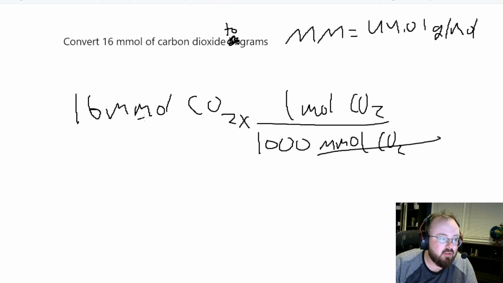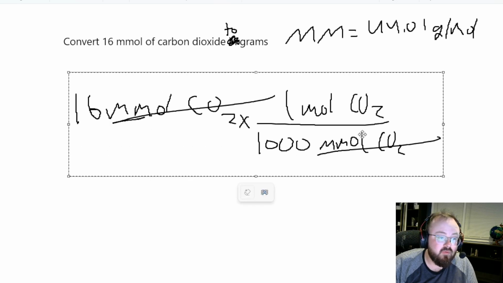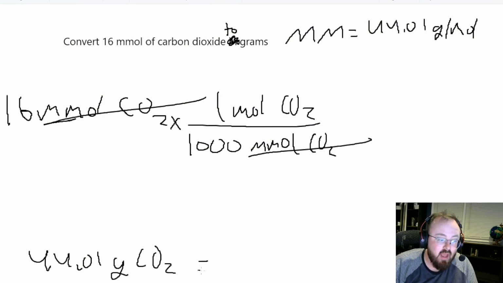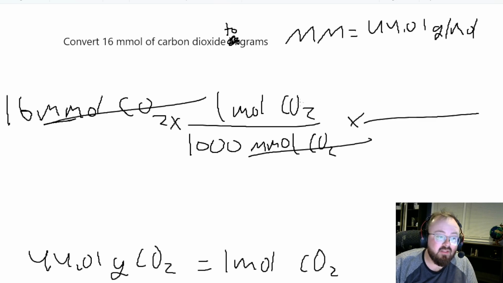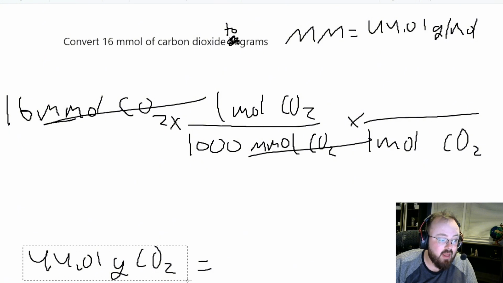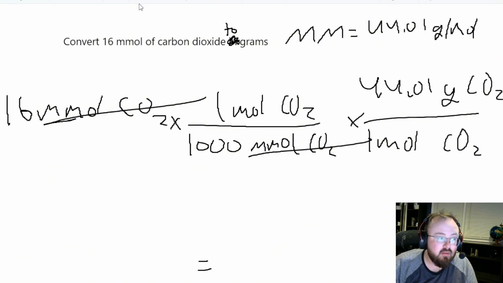That cancels out the millimoles. We now have moles of carbon dioxide, which is good. That is what we want. Let's move this over so we have space for all of this. Right? Reminding us of what a molar mass is. It is how many grams there are of carbon dioxide for every 1 mole of carbon dioxide. So when I need to solve this, the unit that I have on the top is moles of carbon dioxide. So I'm going to put moles of carbon dioxide on the bottom here. And I'm going to put the grams of carbon dioxide on the top here. And this way, moles of carbon dioxide cancels out with each other.